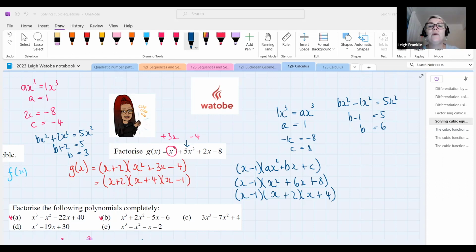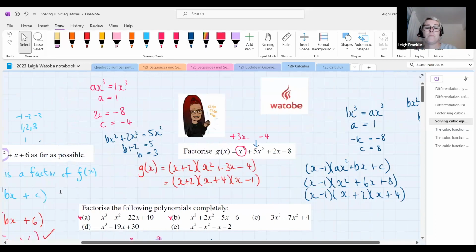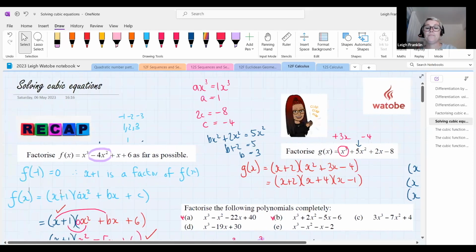All right, Lindelwa, good. Leanne, well done. Lindelwa, do you have a question? Yes, ma'am, I do have a question. Going back to the previous question that we did, I would like to know there, why the ax cubed is equal to 1x cubed. I don't understand that side.